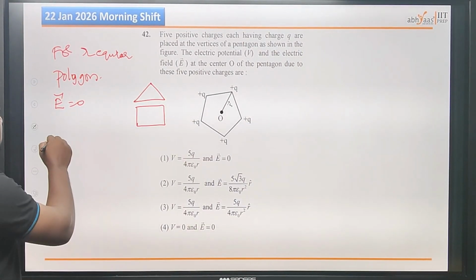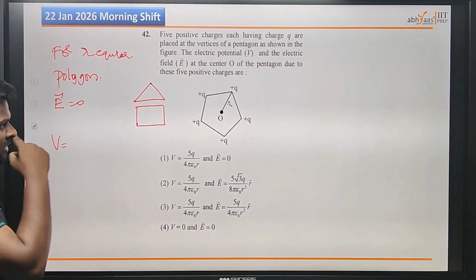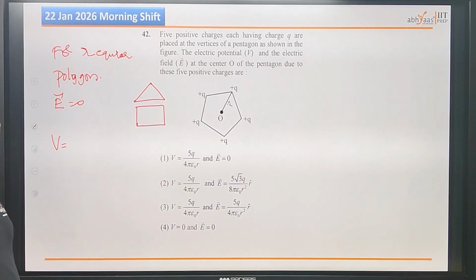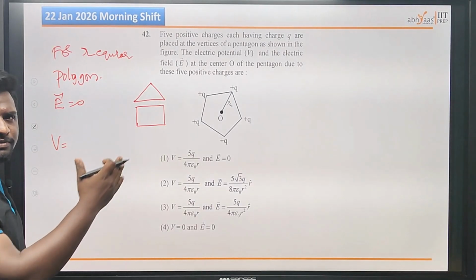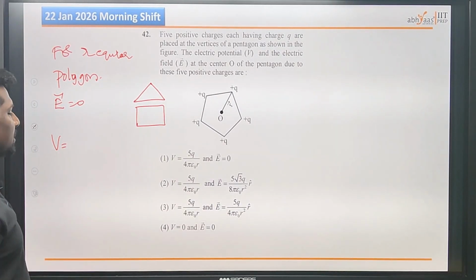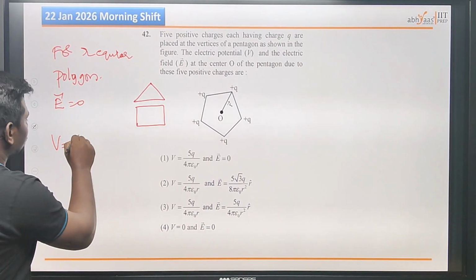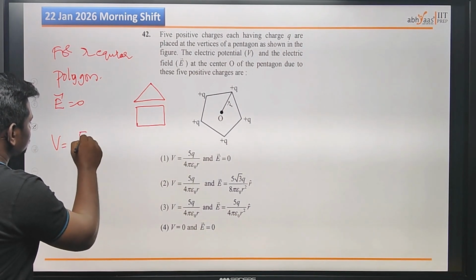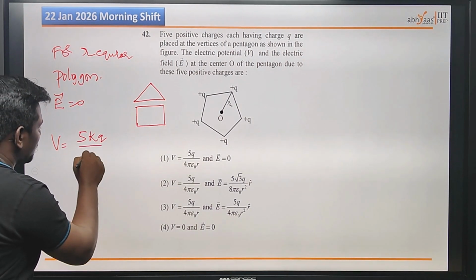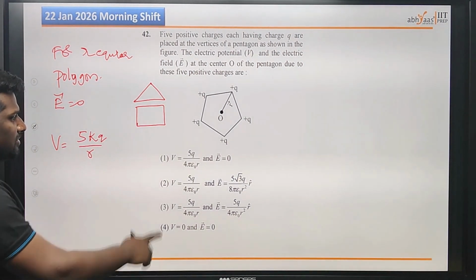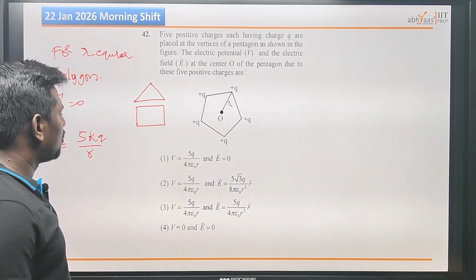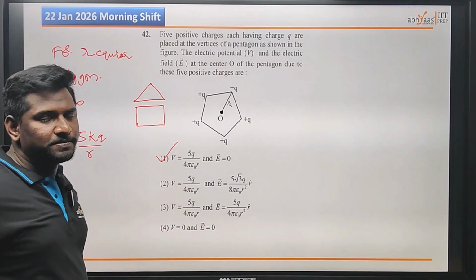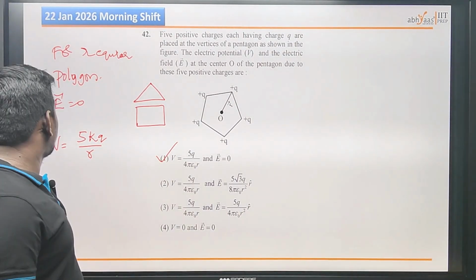So what about the potential? Potential can be written as, all charges are plus Q, you have to just add V1, V2, V3, V4 and V5. So you will get 5KQ by R, where K is replaced by 1 by 4 pi epsilon. So option 1 is the right answer. I hope you are observing.